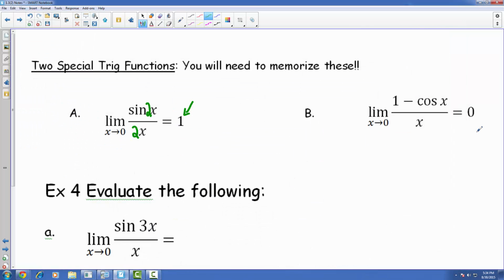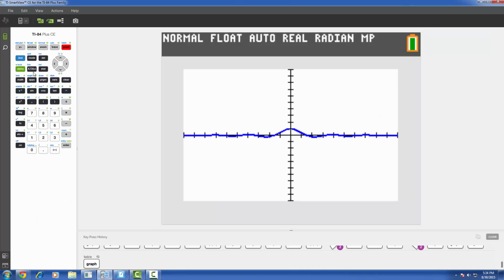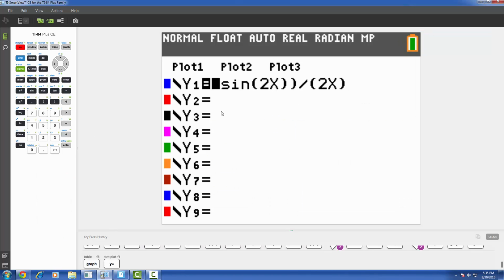All right. Now looking at b, we have the limit as x approaches 0 of 1 minus cosine of x, divided by x, is equal to 0. Again, this is just another one that we'll have to memorize. If you want to verify, you can definitely plug this in the calculator and make sure that it does in fact come out to be that. In fact, let's go ahead and do that. So I'm going to clear.